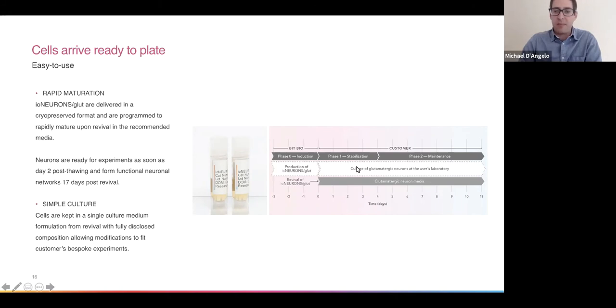And then it's a very simple process in the customer's hands. They go through a 4-day stabilization phase, during which doxycycline is kept in the media, and then a maintenance phase for however long you want to culture them, where doxycycline is now removed. And during that whole time, they've just got a simple glutamatergic neuron media, which is a fully disclosed formulation, and this is enabling for our customers to customize it for their particular experiments.